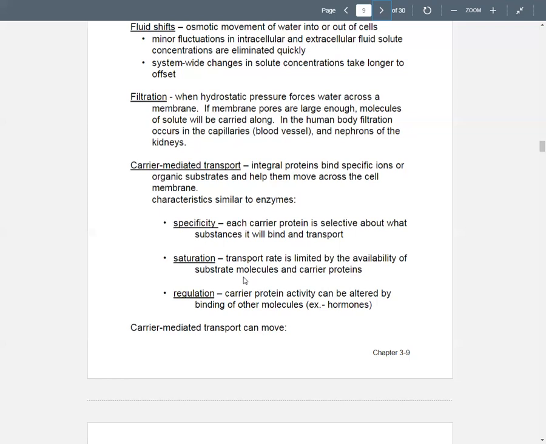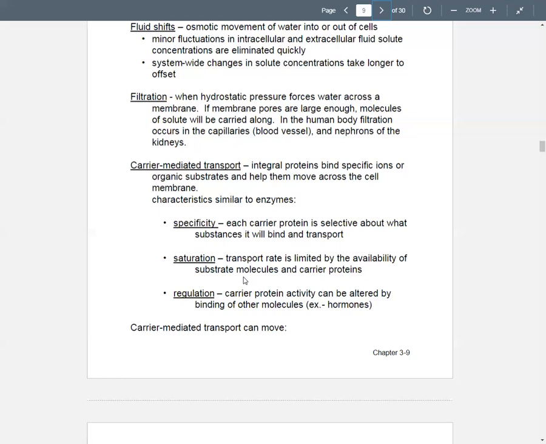And these carriers have characteristics that are similar to enzymes, another type of protein. They're specific. Carrier proteins don't just take anybody. They're designed for a specific ion or a specific organic substrate. One way to think about it is that carrier-mediated proteins are kind of like custom-fit clothes. They're designed for that person, as opposed to just saying, anybody who wants to wear that can wear that.